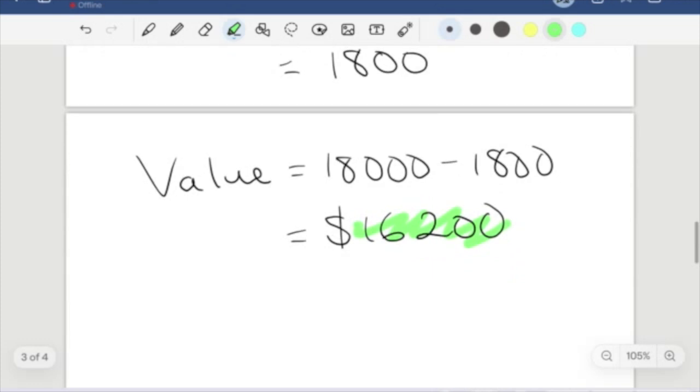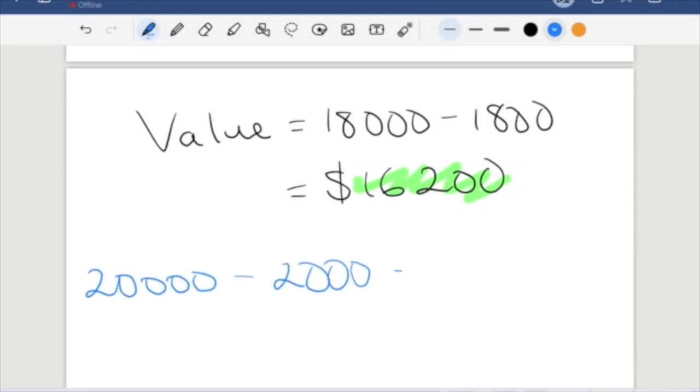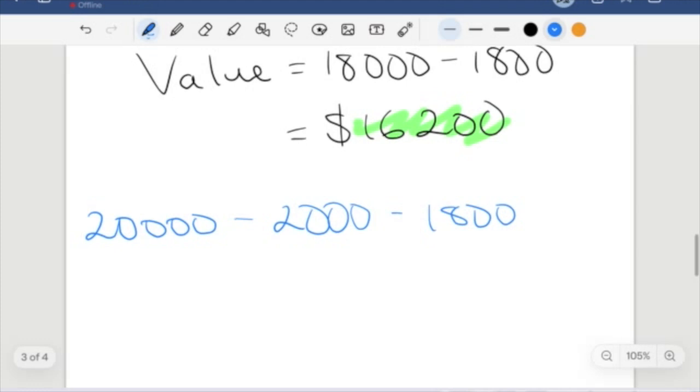So if I wanted to get straight from the start to here, I would do 20,000 minus 2,000 minus 1,800. If you guys do that in your calculator, that's going to get you this value here. But we're trying to come up with a general formula by looking at this pattern, a general formula that we can use for any starting value, any rate, and any number of time periods.